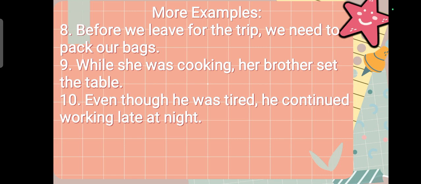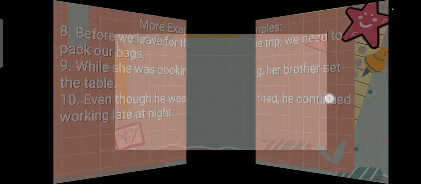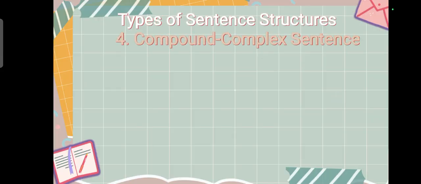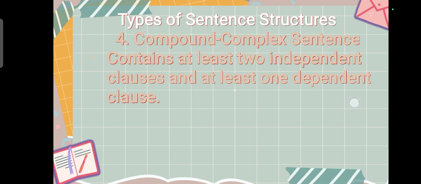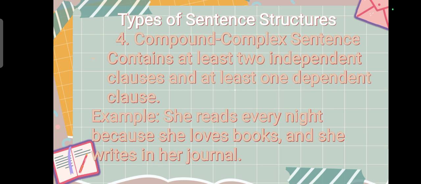So let's move to the fourth one. The fourth one is the compound complex sentence. So what is this? A compound complex sentence contains at least two independent clauses and at least one dependent clause. So it's a combination of two independent clauses and one dependent clause. So we have an example. She reads every night because she loves books and she writes in her journal.